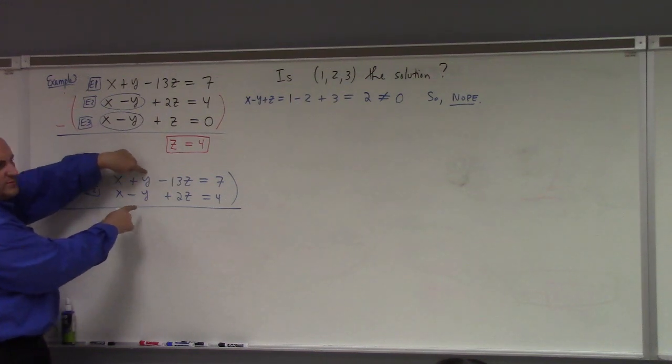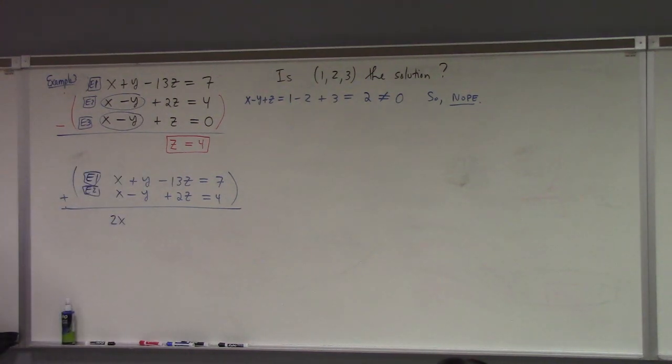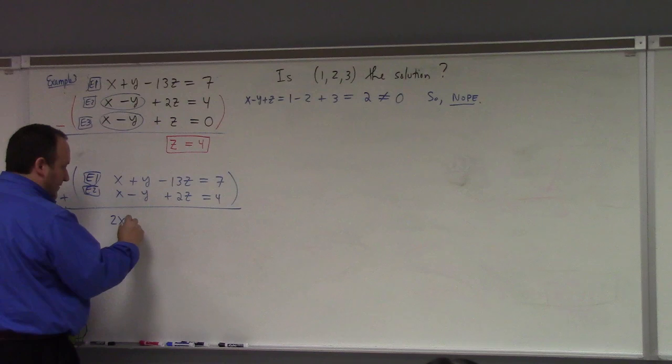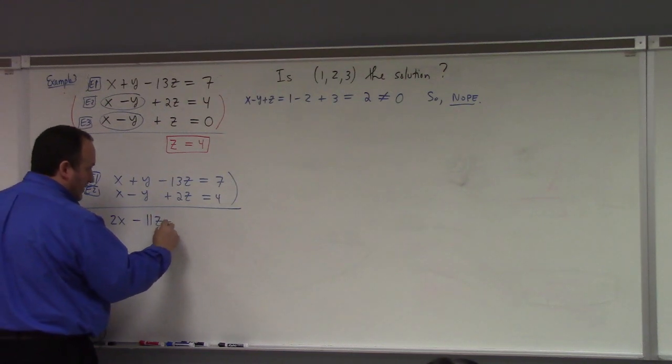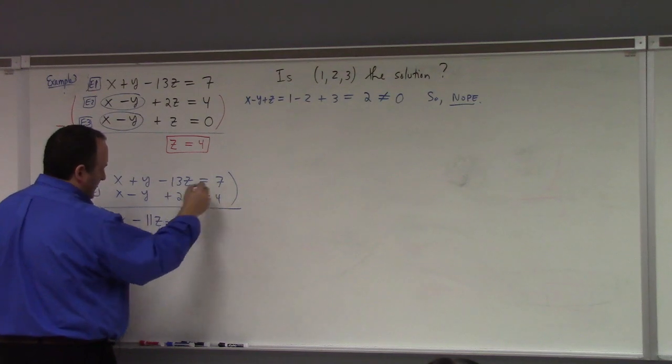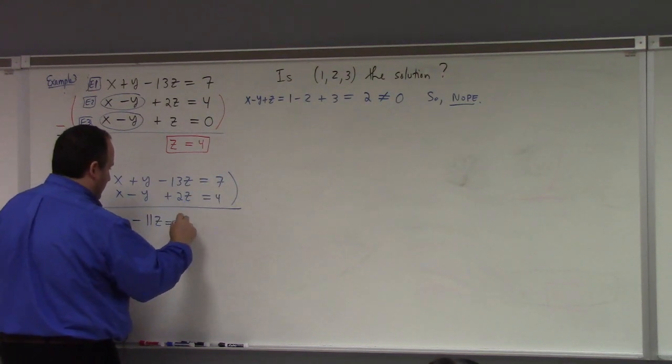We get y. So the whole goal of elimination, guys, is to look for things matching up in the equation so we can either add or subtract to eliminate a variable, right? That's the name of the game with elimination. And it looks like we got something here. So minus 11z equals 7. Oh, I can't do math. Yeah, minus 11z. 7 plus 4 is 11.